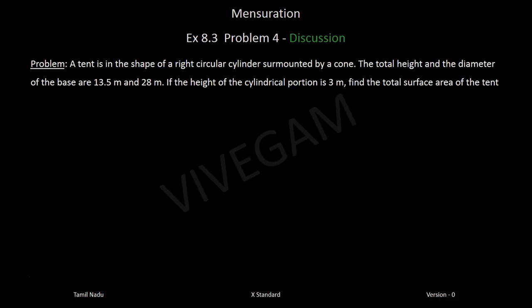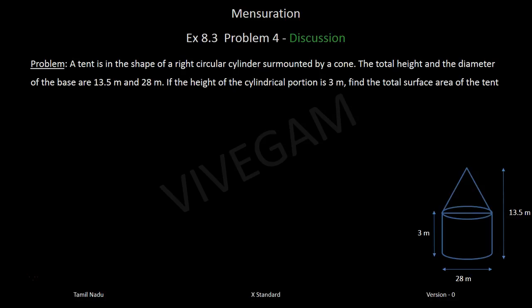Looks a little complicated. So let's make a small drawing. I'm not able to accommodate this drawing, so I have to put it in this corner. Okay, so let's go through this. What they are saying is, it is a cylinder, then you have a cone surmounted, so a cone sitting on top of the cylinder. Tent is in the shape of a cylinder surmounted by a cone. Cone is sitting on top of a cylinder.